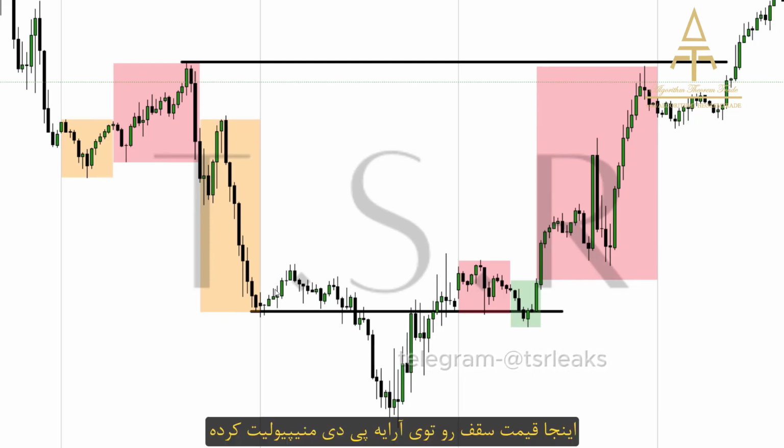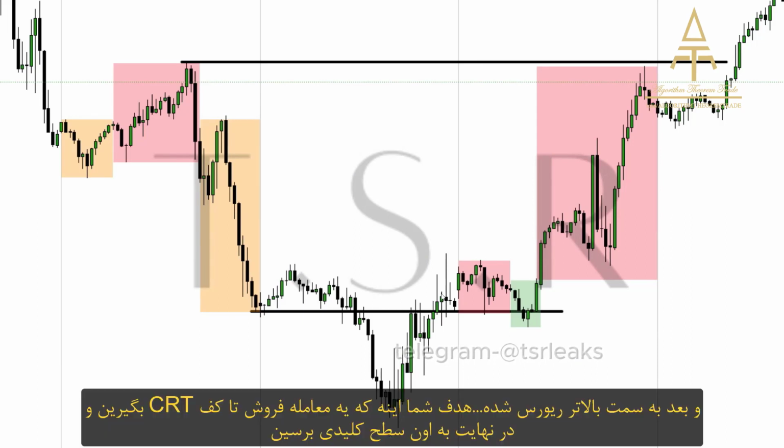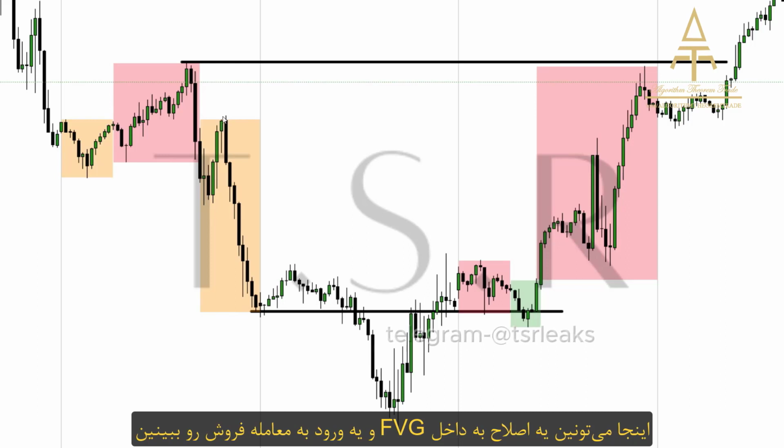This is where price manipulated a high into a PD array, dropped down, hitting a key level, hitting the draw of liquidity, and then reversing higher. Your goal should have been to catch a short into the CRT low and ultimately into that key level. Your goal on the accumulation day would be to catch a trade after the manipulation inside of the distribution candle. You can see a retracement into this fair value gap, entry short.